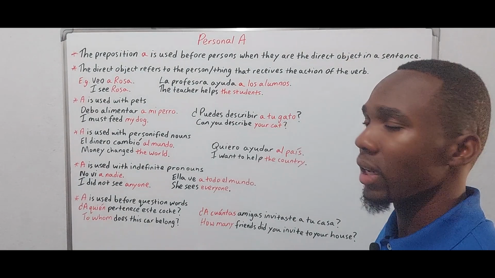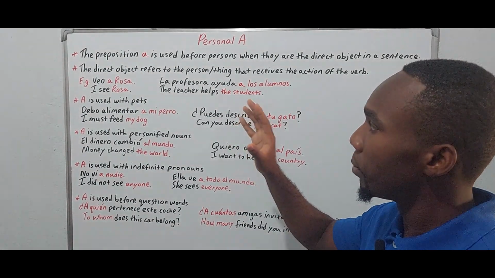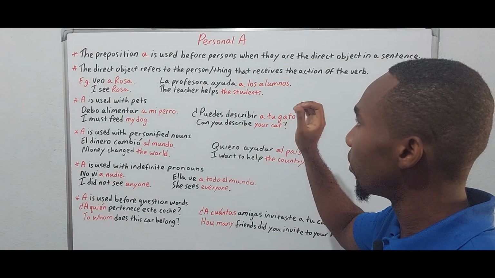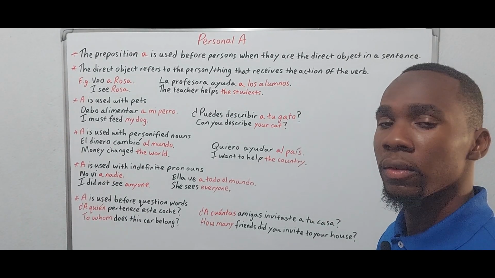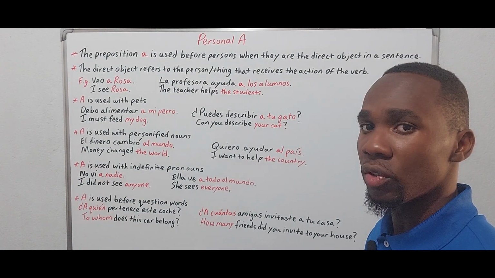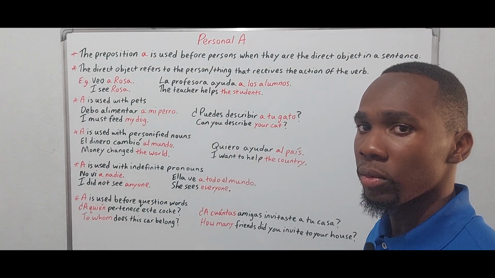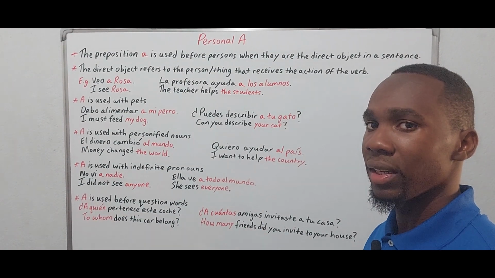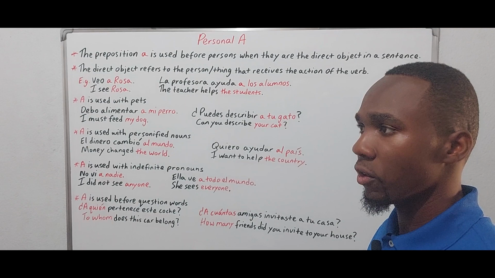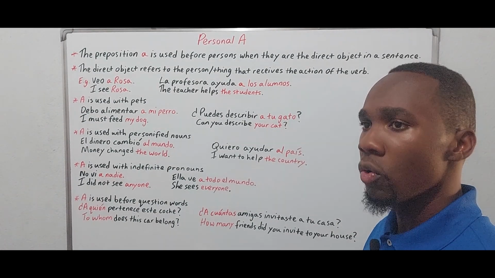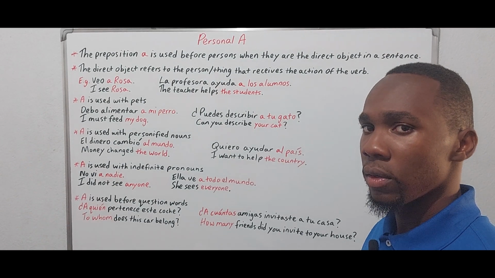So now let's look at the personal a. What is it? So the preposition a is used before persons when they are the direct object in a sentence. Yes. Now we need to know what a direct object does. Now a direct object refers to the person or thing that receives the action of the verb. Therefore, it responds to the question, who or what receives the action, right?